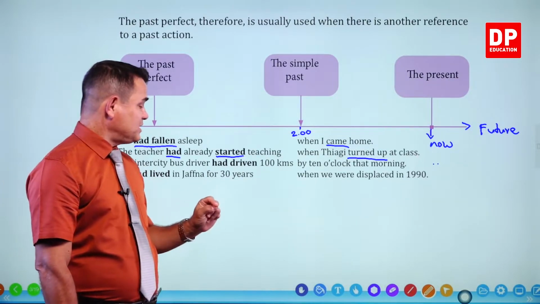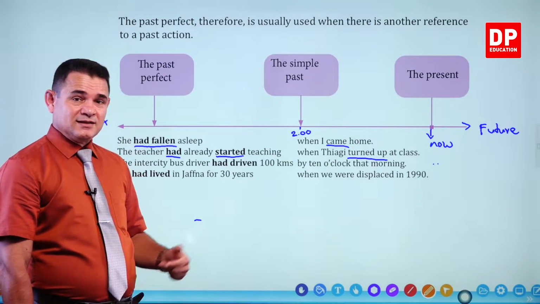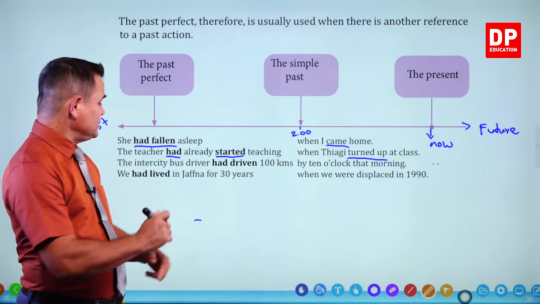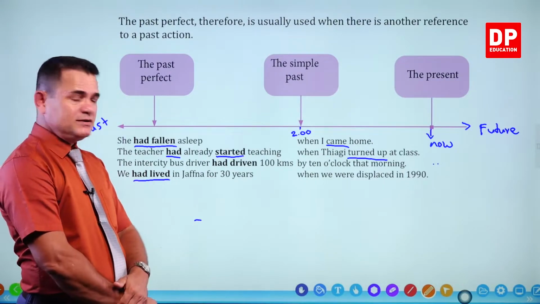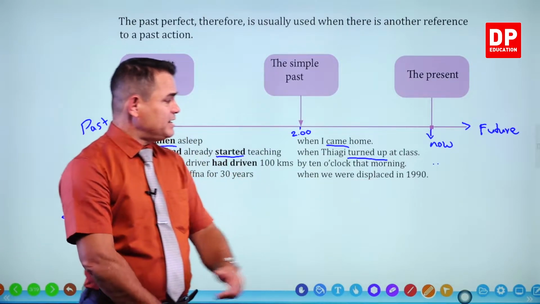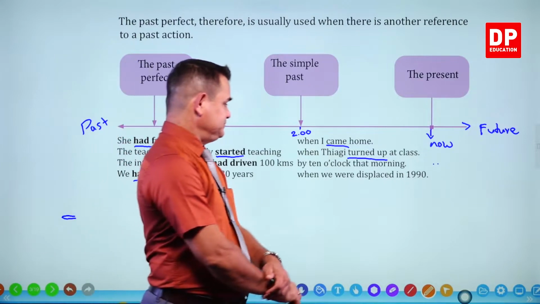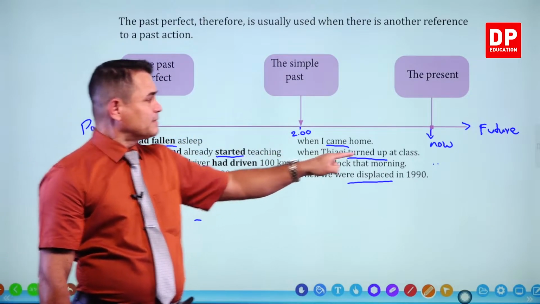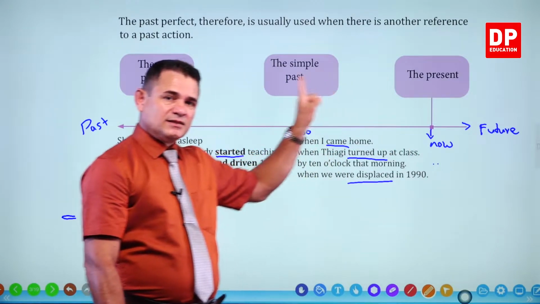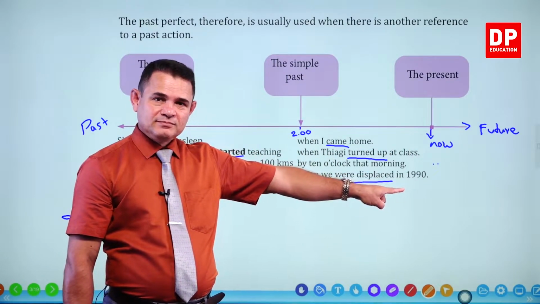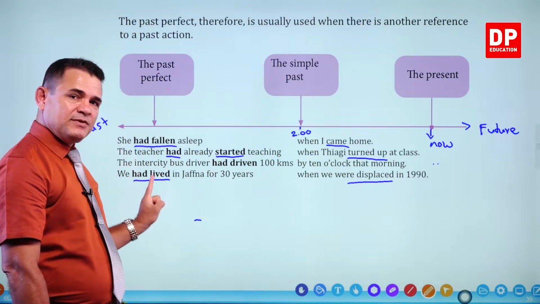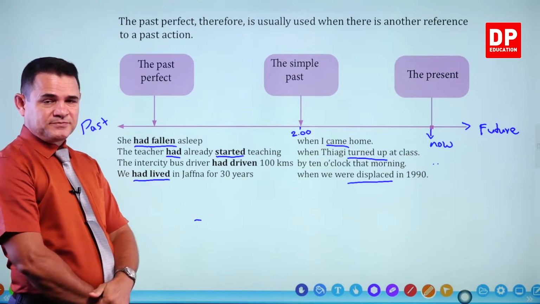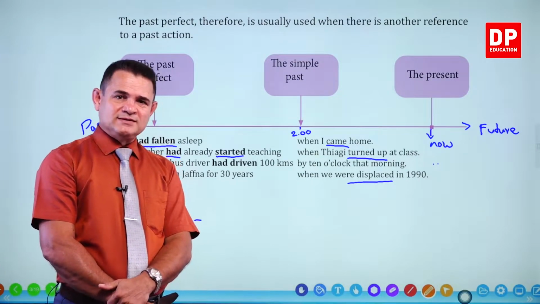We had lived in Jaffna for 30 years. So then that is past perfect. Had lived. When we were displaced in 1990. So in 1990 is a certain point in the past. What happened before 1990 is that we had lived for 30 years. What happened before is past perfect, had lived, right? So I hope that is clear to you.